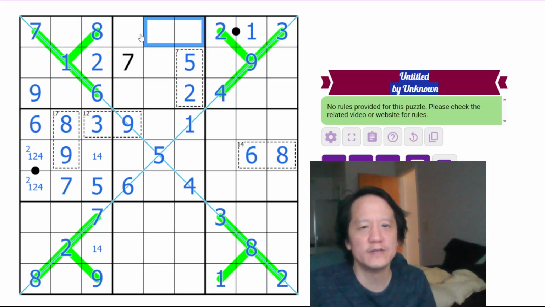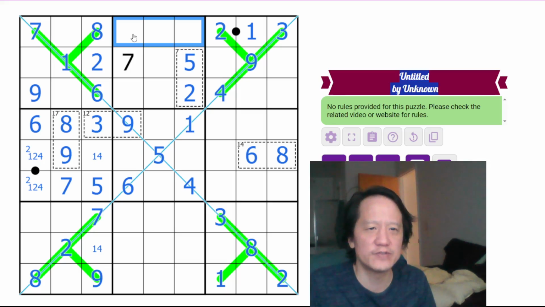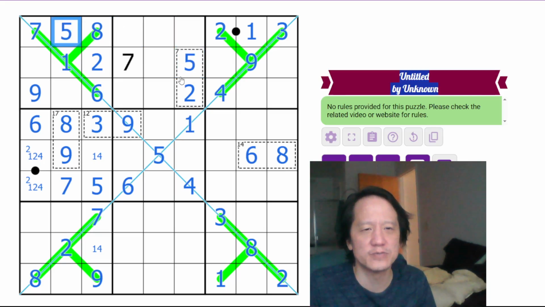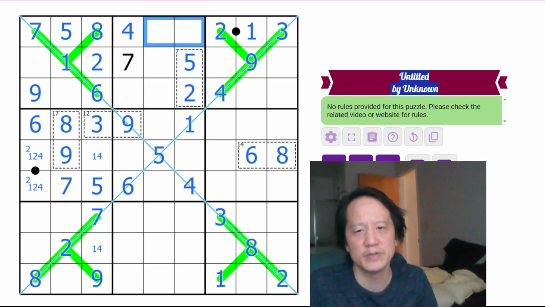Row 1. It has to be 4, 5, 6, and 9. Again, 5 cannot be any of these 3 digits, so it must be here. This can't be 6 or 9, so that's 4, which makes this a 6-9 pair here.